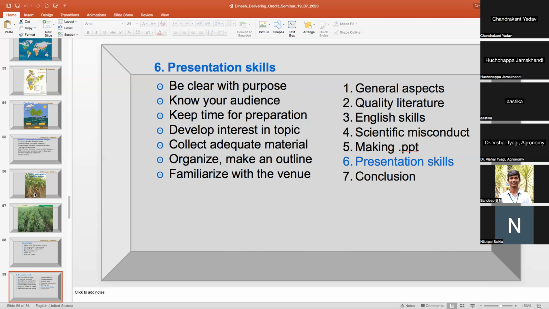If you do not invest time in your preparation of the PowerPoint and delivery of the seminar, you cannot deliver a good presentation. So better to keep some time for preparation and also time for presentation. It means you need to practice it. You need to perfect it. Then you can deliver a better seminar.